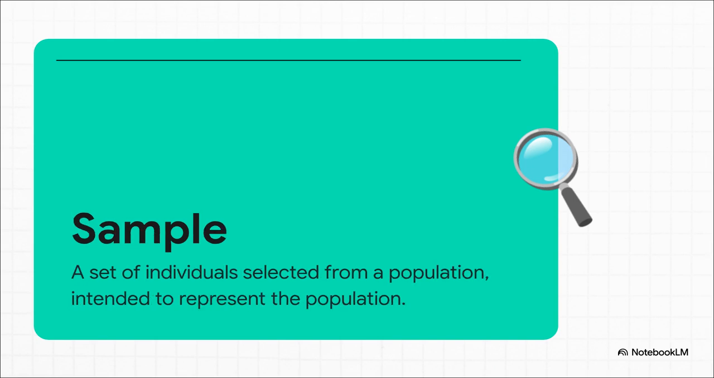Now, obviously, you can't survey every single high school student in the country. It's just not going to happen. So what do you do? You take a sample. A sample is just a smaller, manageable slice of that bigger population. And the whole goal, the dream really, is that this small group will be a good representation of the whole.